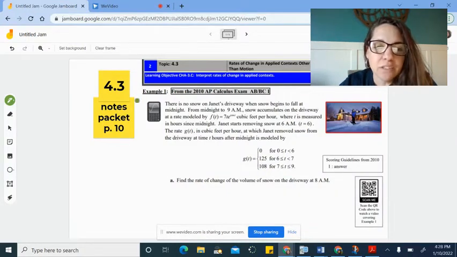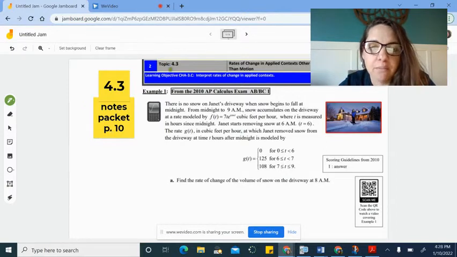Hello. Let's do some notes. This is in your notes packet, page 10 that I printed off for you guys, section 4.3.